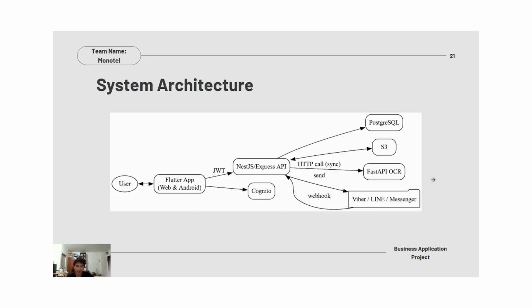And for the system architecture, the user signs in via Cognito and the app gets the JWT token. Flutter calls the Nest.js API with the token. The API does the CRUD in Postgres and uses pre-signed S3 URLs for uploads. For the OCR part, the API sends an S3 path to FastAPI. OCR returns a JSON plus a confidence rate for the review part, and the API saves the results and shows a review if needed.